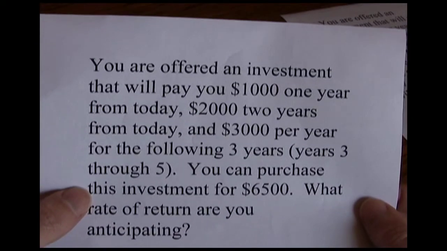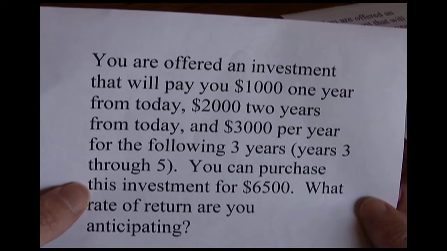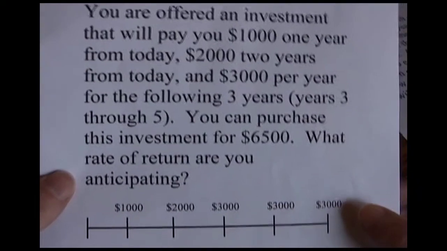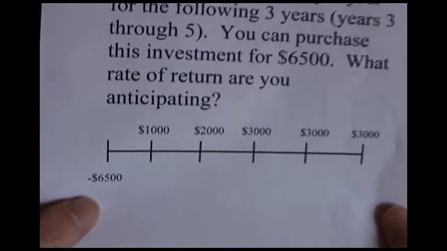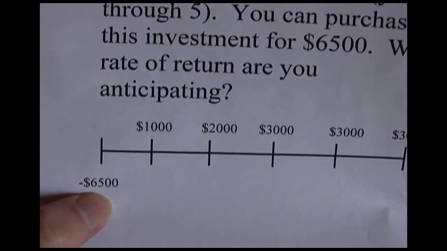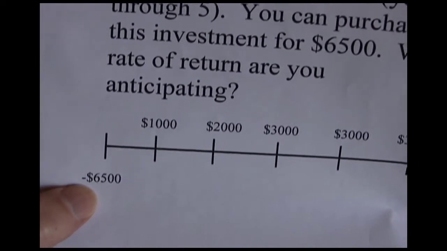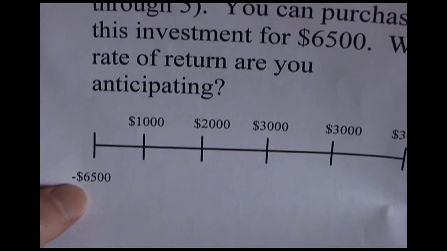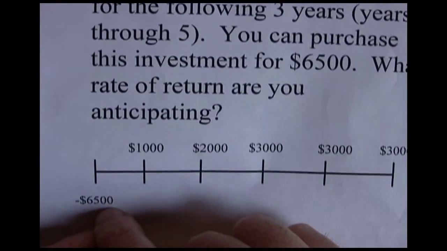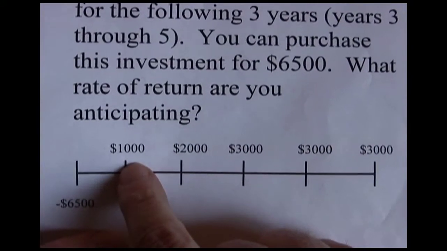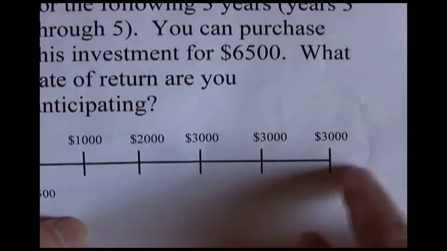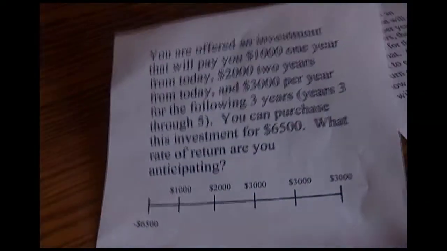Now here, instead of solving for the net present value and finding out what we'd be willing to pay, we know what the cost is, so we're trying to calculate our rate of return. Here we can see our timeline. Note that the year 0 cash flow in this one is negative $6,500. Make sure you get that negative sign in there because we're spending that today. In exchange for giving up $6,500 today, we get $1,000 in 1 year, $2,000 in 2 years, and then $3,000 per year in years 3, 4, and 5.